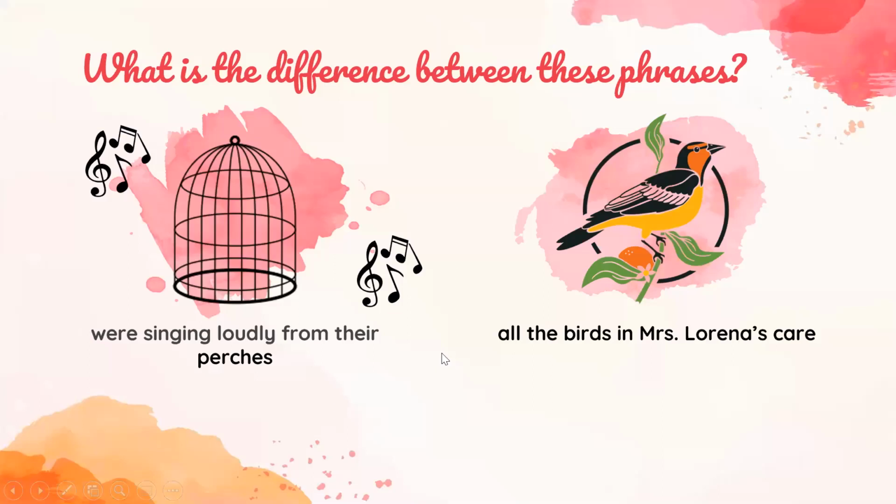Okay. So what would be the difference between these two phrases? "We're singing loudly from their perches" and "all the birds in Mrs. Lorena's care." As you can see, the one on the left has a verb, in this case, a verb phrase, "we're singing." And the one to the right does not contain a verb, but has many nouns. So just from looking at that, we can see that the one on the left is a predicate sentence fragment.